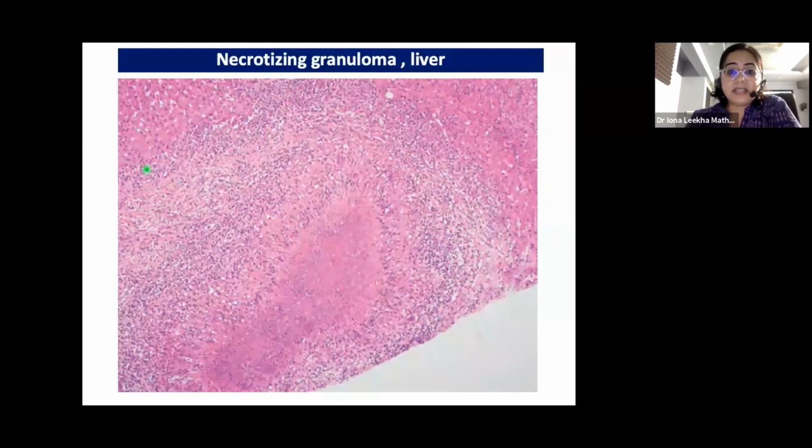This is another granuloma where you can see the liver tissue, and this is the granuloma here, with the center showing necrosis. So it's a necrotizing granuloma, which can be seen in tuberculosis, but we have to also see whether these granulomas can be seen in other infectious conditions as well. So the presence of granulomas has to be taken in clinical context.